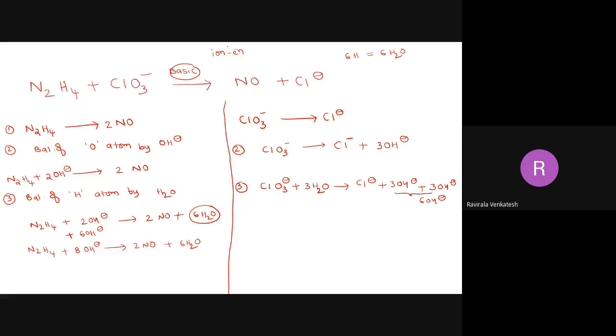Now in the ion electron method, we are balancing the charges. Lastly, we are balancing the charges. So how much will the nitrogen be here? 2 nitrogen. I am calculating the oxidation number of N2H4. 2 nitrogen plus 4 hydrogen, and each hydrogen has what? Sorry, +1. 4 hydrogen +1, so how much will it be? -4. So 2 nitrogen will be -4, so each nitrogen is -2.